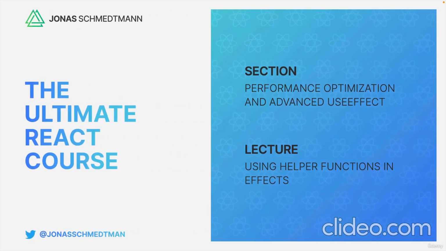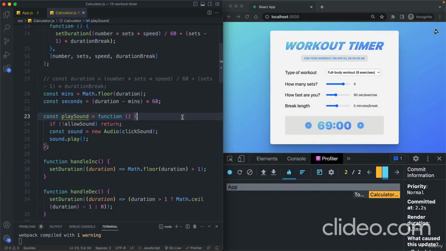In this video, we're going to play a sound whenever the duration state changes. And this will bring up all kinds of interesting issues that we are going to solve using the strategies that we have learned in the advanced useEffect lecture earlier. And I already created this function here to play a certain sound. And I think it's pretty interesting.